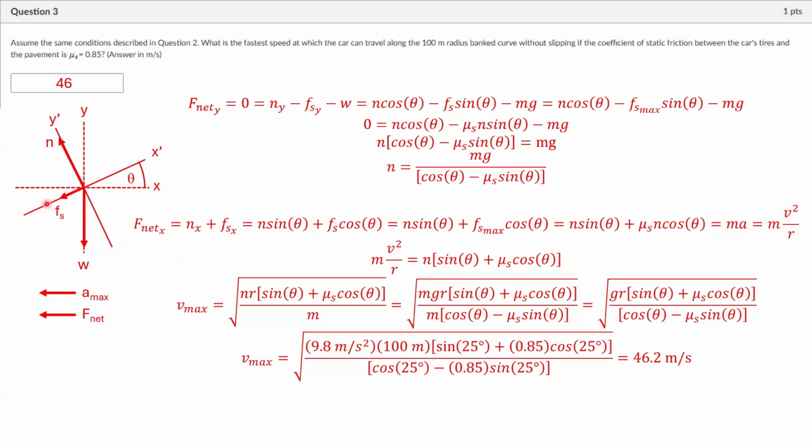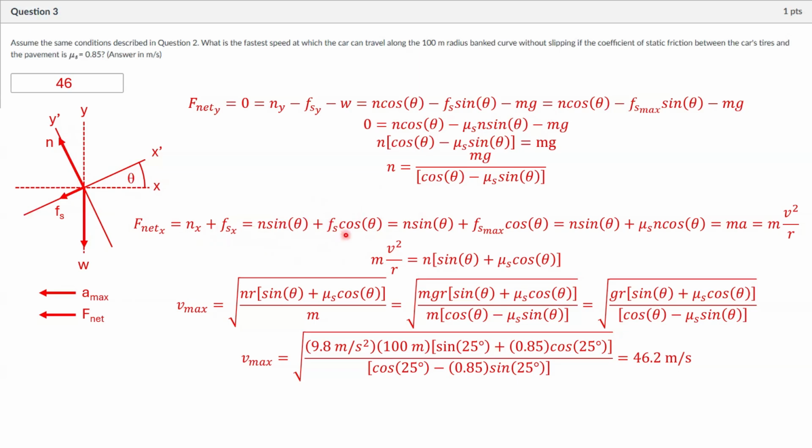Well, I have two forces with x components. The normal force has an x component, it lives here, and the static friction force has an x component, it lives there. The x component of the normal force, well, if my angle's here, it's also here. The x component is opposite the angle, so that would be n times sine of theta. And again, the angle lives here. The x component for static friction is adjacent, so that would be static friction force times cosine theta. Okay, keep n sine theta.